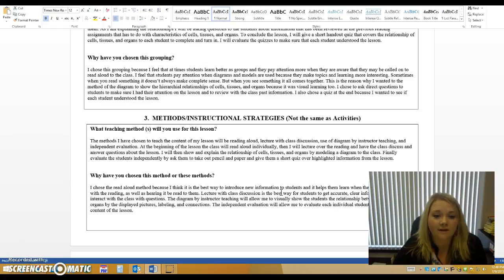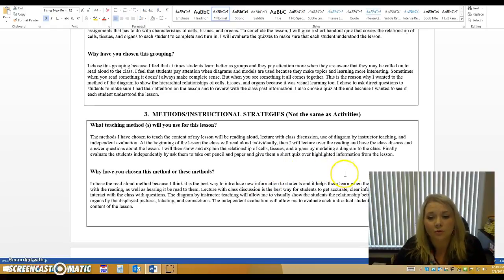At the beginning of the lesson, the class will read aloud individually. Then I will lecture over the reading and have the class discuss and answer questions about the lesson. I will then show and explain the relationships of cells, tissues, and organs by modeling a diagram to the class. Finally, I will evaluate the students independently by asking them to take out a pencil and paper and give them a short quiz over highlighted information from the lesson.